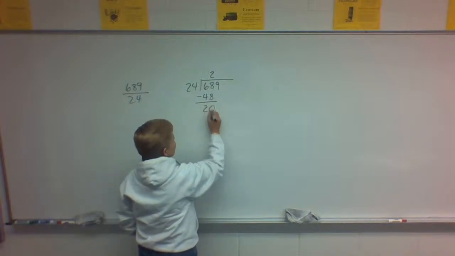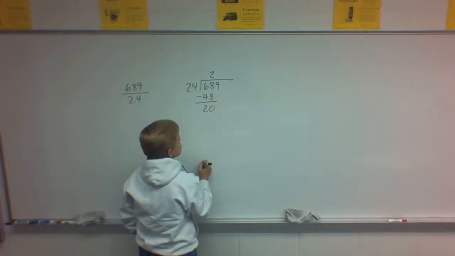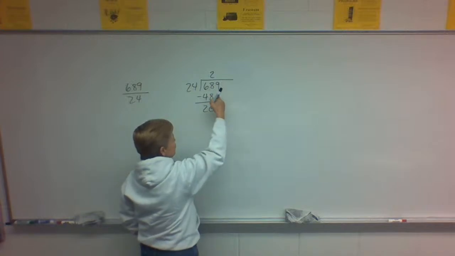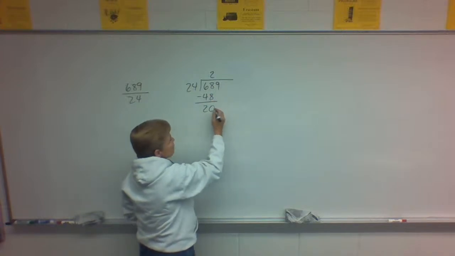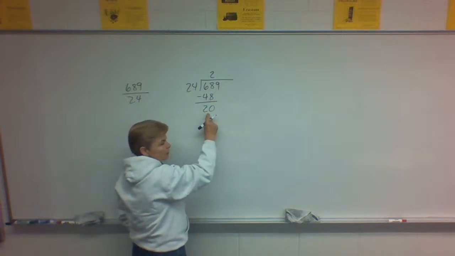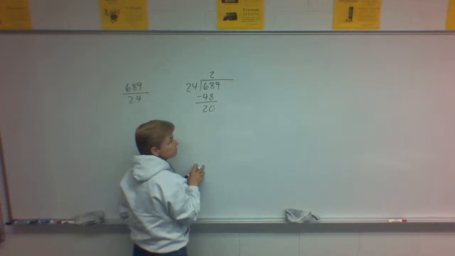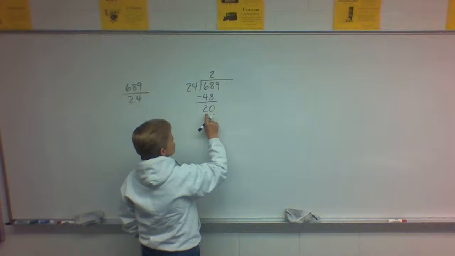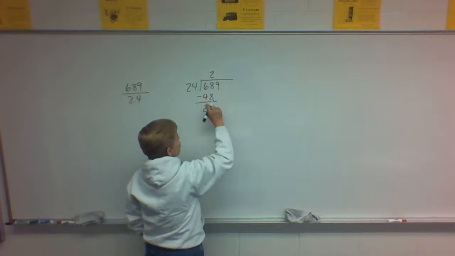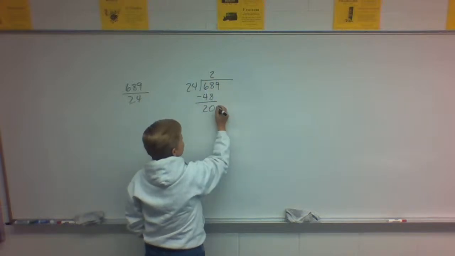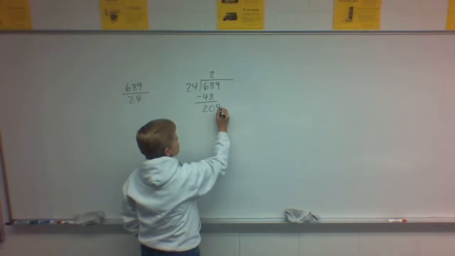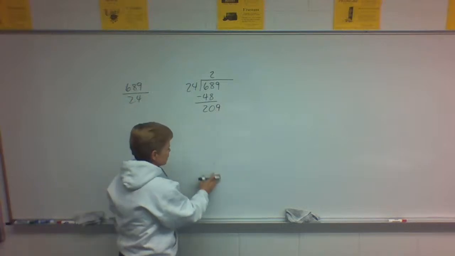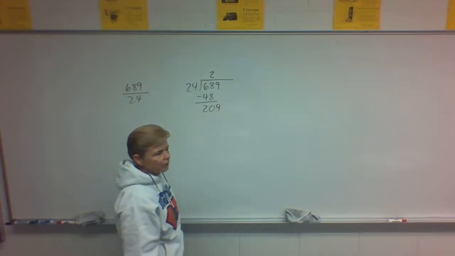And what do we get? 20. And then what? Bring the 9 down and it becomes 209. First of all, if this had turned out to be more than 24, what would you do? You'd change your mind on that, right? Try it again. But it wasn't more than 24, so that was a good thing to put up there. So now we bring the 9 straight down here and put it with this, and it becomes 209. And then we've got to guess, how many times does 24 go into 209? What do you think?